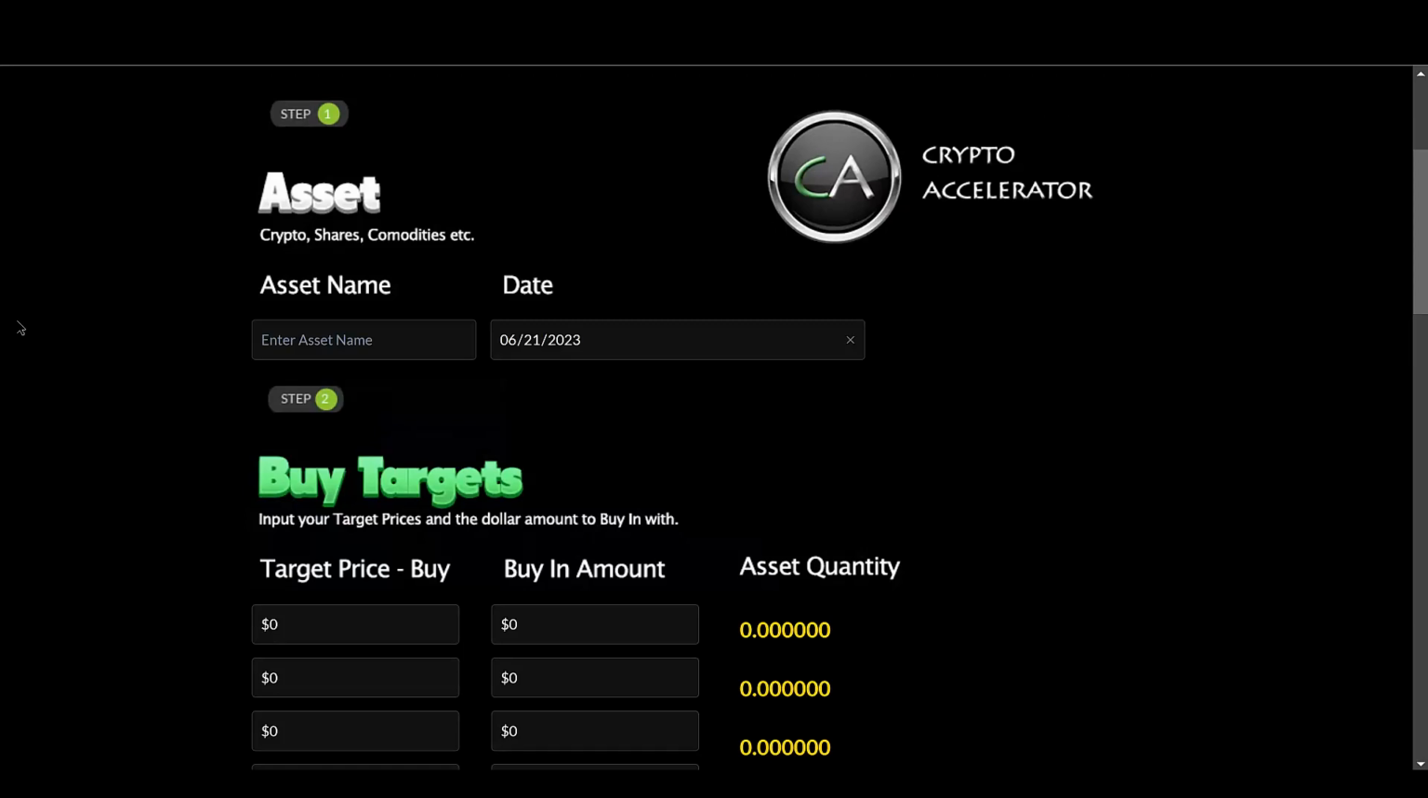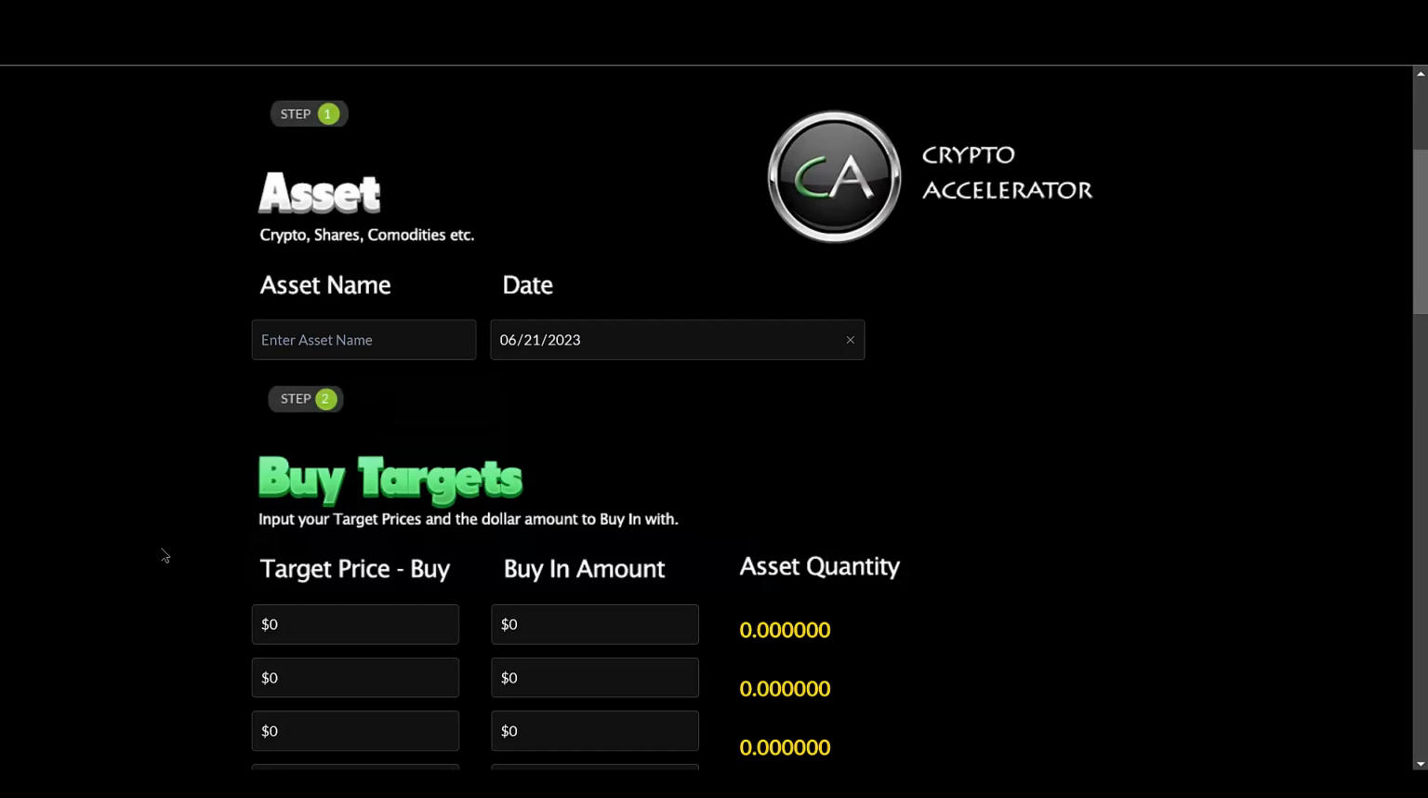In this video, we're going to look at XRP and see how we can maximize our profits using the Crypto Accelerator tool, also known as the CAT. We'll break down some buy and sell targets, and then we'll look at what our potential profits and return on investment might be based on where we are right now in the market.